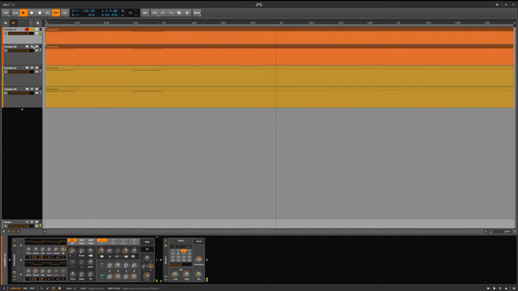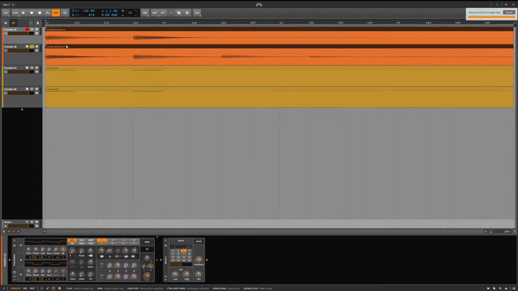And if we now listen to example 1b, there's barely any difference. Now let's bounce them out and look at the resulting audio. Now we can clearly tell that there is a difference in the resulting audio that is bounced out. Example 1a does only contain the raw sound, and example 1b contains the original sound with the delay.